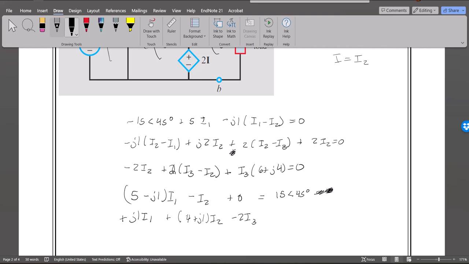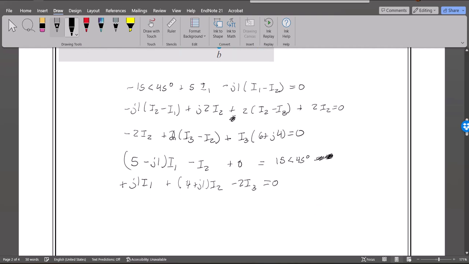Minus 2I3 equals 0. And then my last equation, I have no I1s, 0 I1, minus 2 minus 4, minus 4 I2, and plus 8, yes, plus 8 plus J4 I3 equals 0.